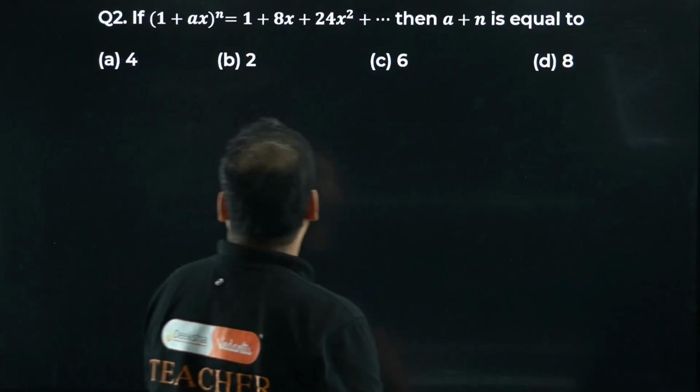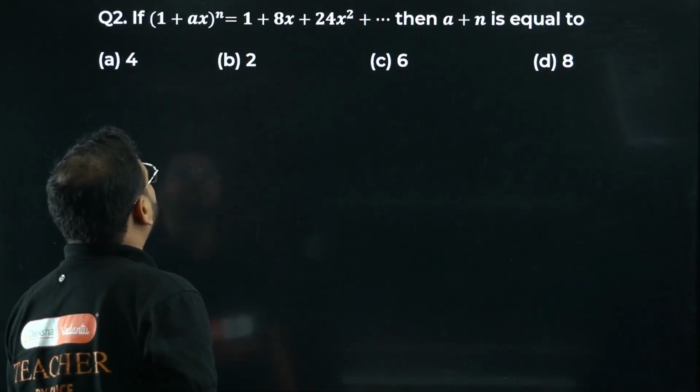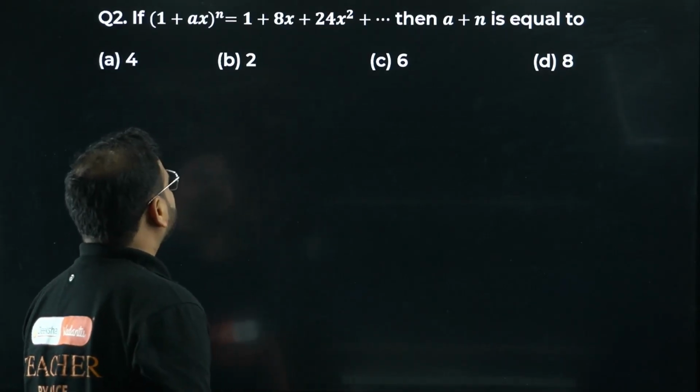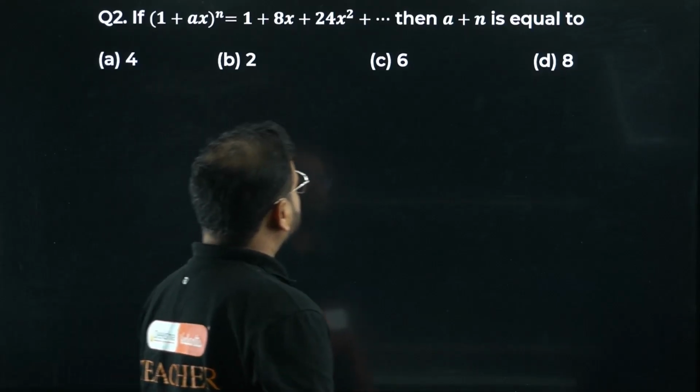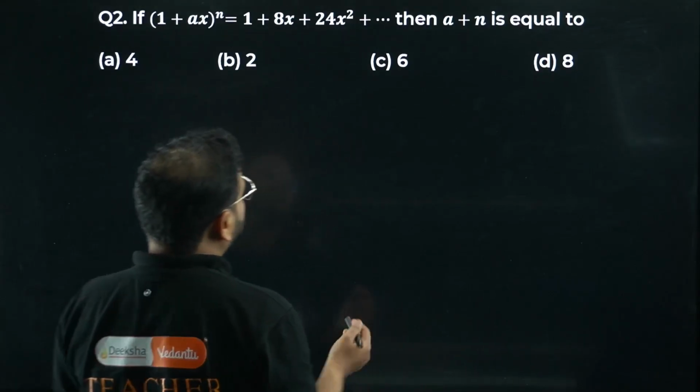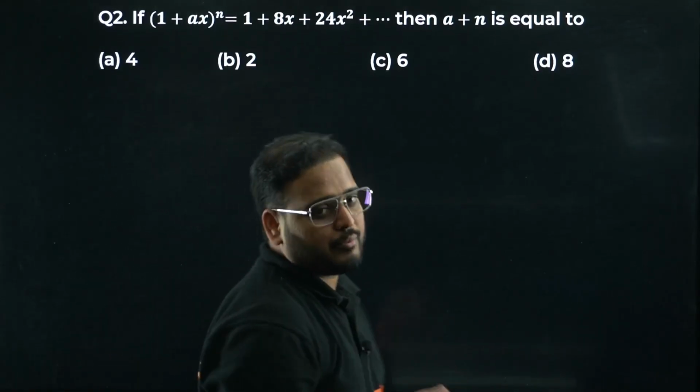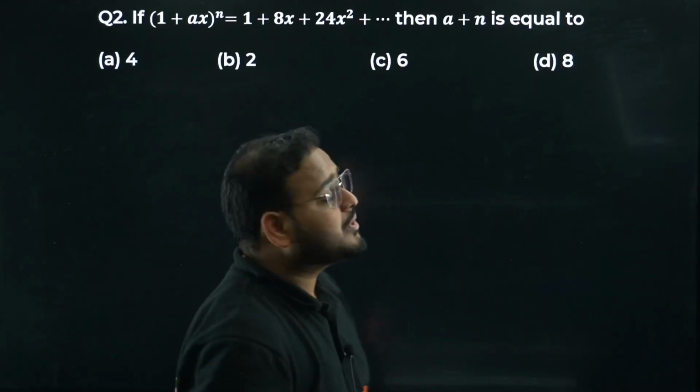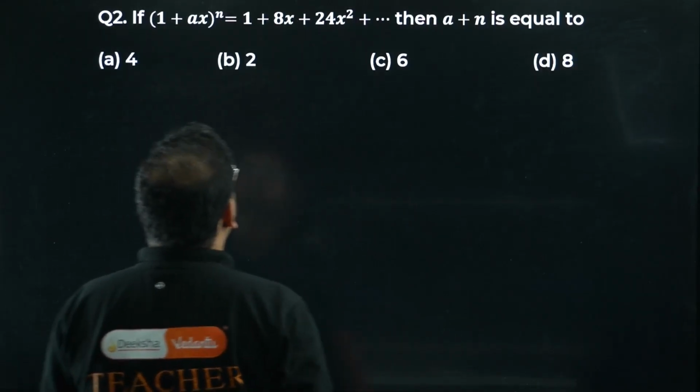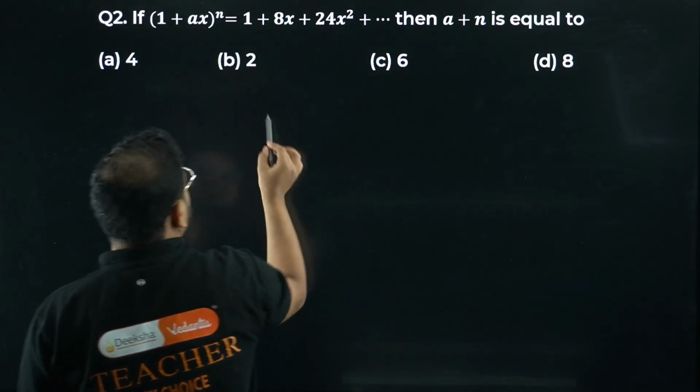Question number 2. If (1 plus ax) power n equals 1 plus 8x plus 24x square, the expansion is given, then a plus n is equal to how much? How do you solve this part? Please check. I can write the expansion for this.